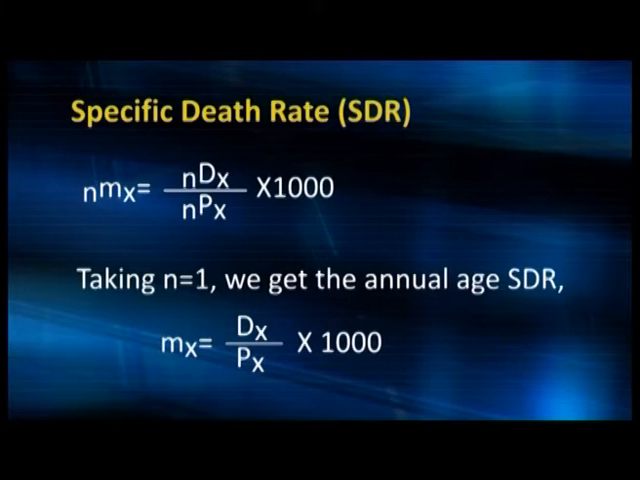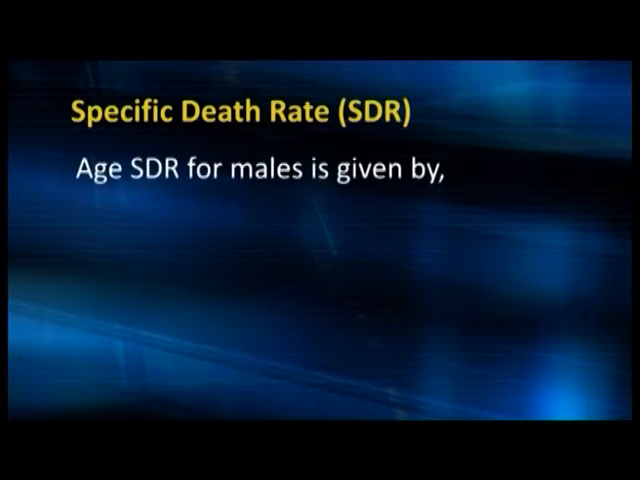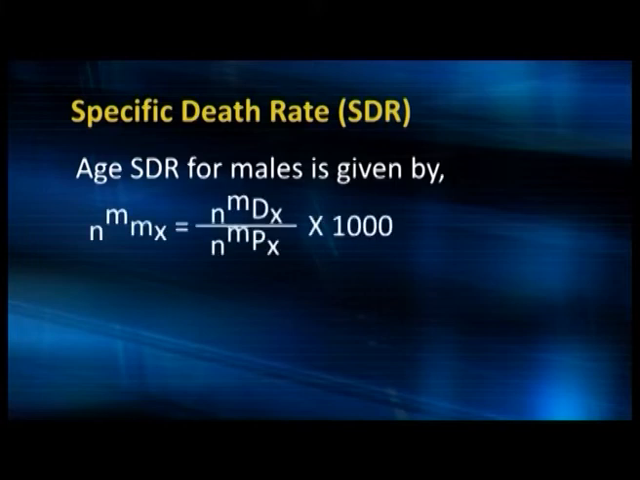Taking n equal to 1, we get the annual age-specific death rate: the deaths in the age group x to x plus n divided by the population of the age group x to x plus n, into 1000. To be more specific, the age-specific death rate for males is given by the formula: male age-specific death rate for the age group x to x plus n is equal to male deaths in the age group x to x plus n, divided by the total male population of the age group x to x plus n, into 1000.